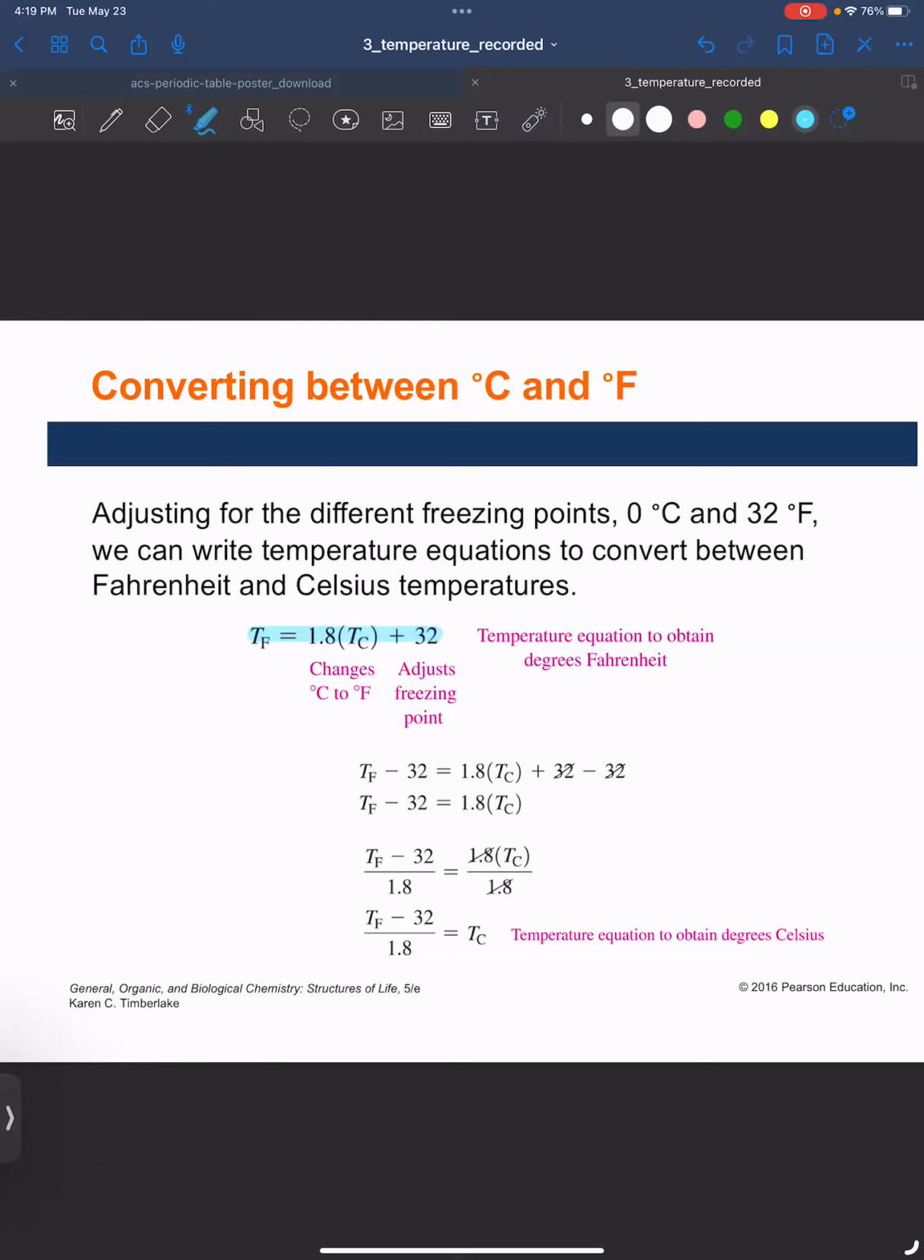If you needed to obtain the temperature in Celsius from the temperature in Fahrenheit, you can rearrange this equation. First, subtract 32 from both sides so that it cancels out on that side. Then we have temperature in Fahrenheit minus 32 equals 1.8 times temperature in Celsius. Then divide both sides of the equation by 1.8 so that it cancels out on the right and we isolate temperature in Celsius. So your other useful equation is temperature in Celsius equals temperature in Fahrenheit minus 32, divided by 1.8.